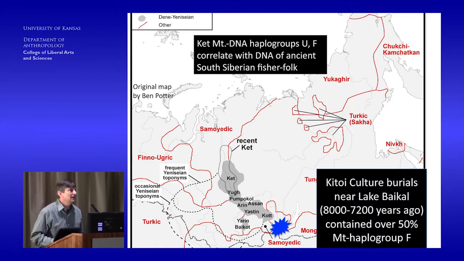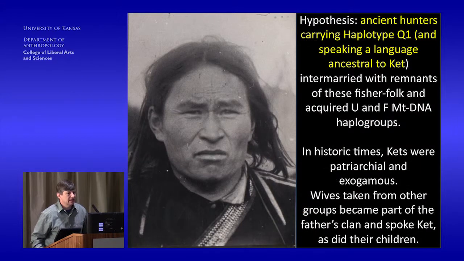And it is highly likely that these people, in what is called the Kitoi culture of hunter-gatherer fishers, are at least a significant segment of the female ancestors of the modern cats. Okay, and that only leaves the A haplotype. So my hypothesis is the following: that the modern cat people derived from male upland hunters, carrying that same Q haplotype, and they are the ones that brought the language that is associated with the actual cat language itself.